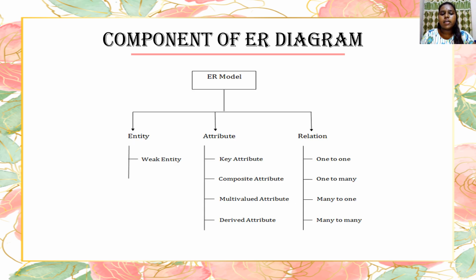Components of ER diagram. There are mainly three types: entity, attribute and relation. Entity can be divided into weak entity. Attributes can be mainly divided into four types: key attribute, composite attribute, multi-valued attribute and derived attribute. Relation is also divided into four types: one to one, one to many, many to one and many to many. Further, let us discuss each one of them in detail.